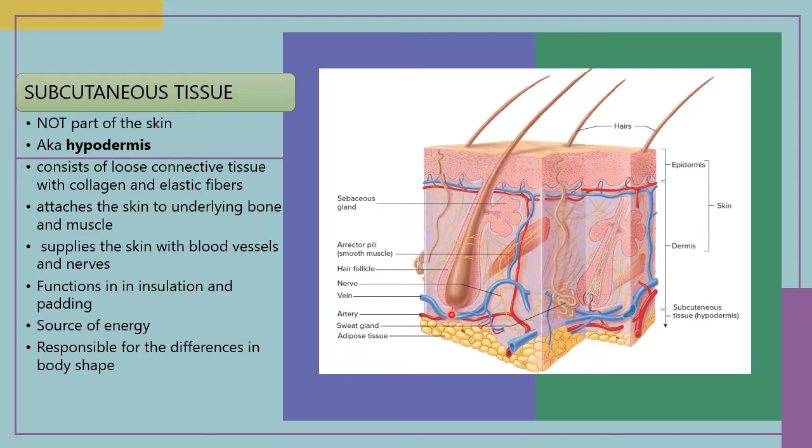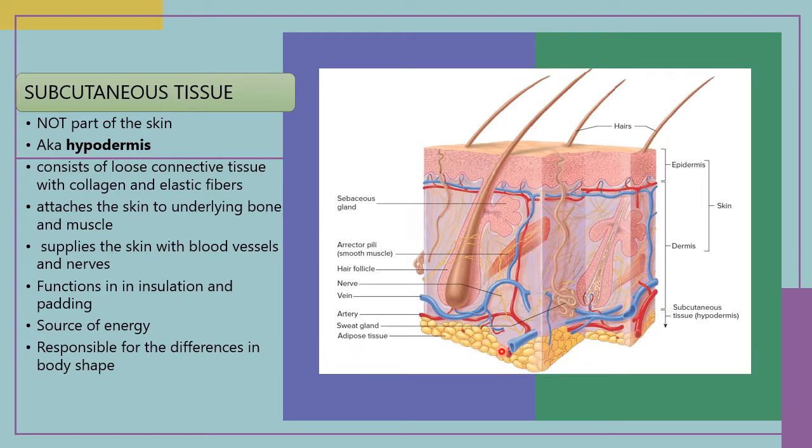Deep to your dermis is your subcutaneous tissue, no? Itong fats. And these are not part of the skin, okay? They are also known as hypodermis because they are underneath your dermis. And they consist of loose connective tissue with collagen and elastic fibers. So, itong adipose tissues mo or subcutaneous tissues, they attach your skin to the muscle or bone underneath. Okay? And they also supply the skin with blood vessels and nerves.